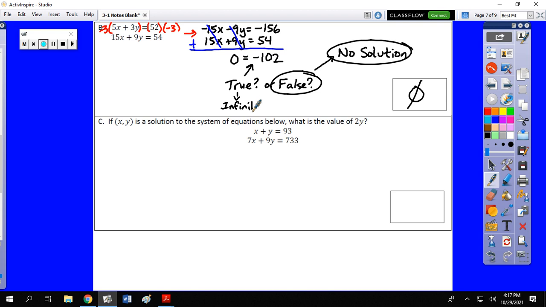Okay, so just keep that in mind. All right, on to the next example. Again, you'll notice it is not set up for elimination yet, so we simply need to make a decision. I'm going to multiply the first equation by negative 7, which will allow me to eliminate the x because it will give me negative 7x and positive 7x.